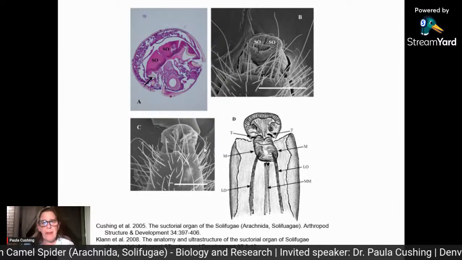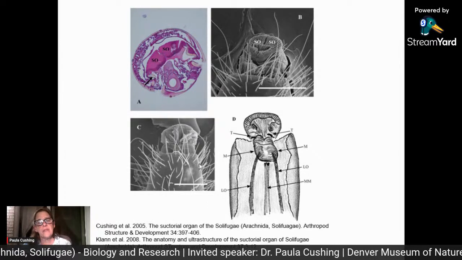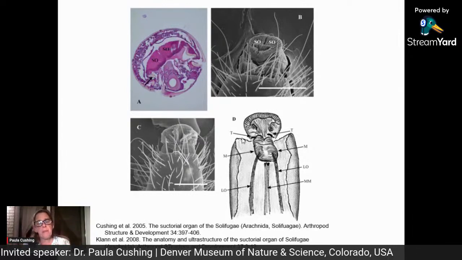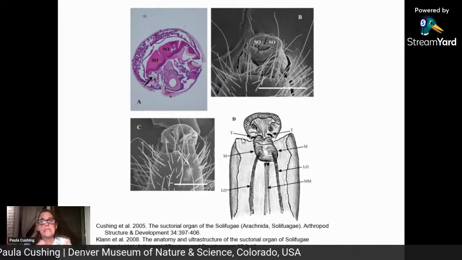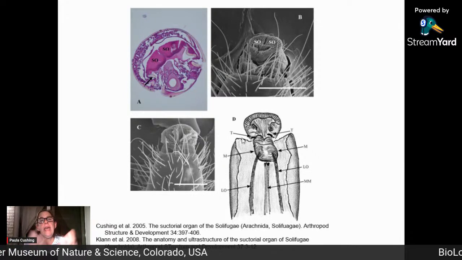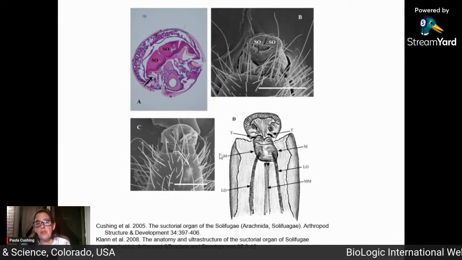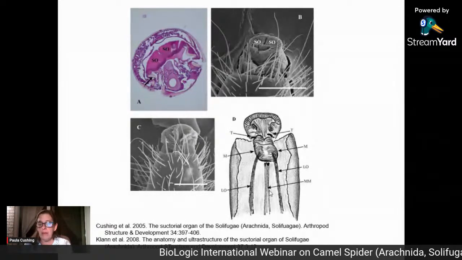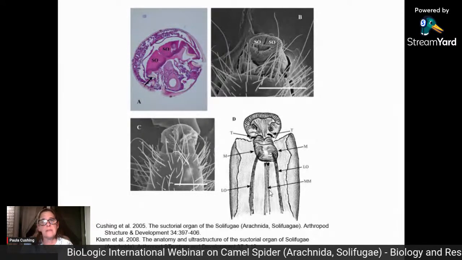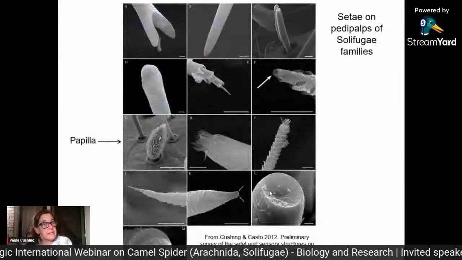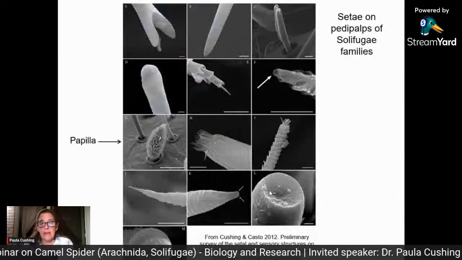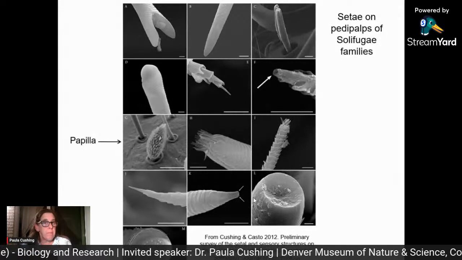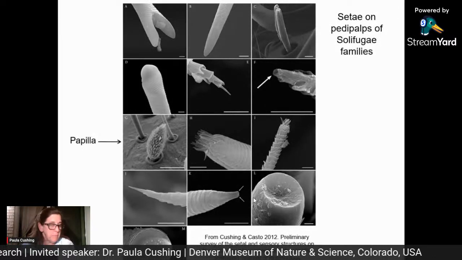In both of these papers, we demonstrated that the suctorial organ is pushed out of the tip of the pedipalp through an increase in hemolymph, or blood, pressure, and pulled back in using tendons. The animal could pull them back into the pedipalp using these tendons. We also did some studies of the specialized setae found on the pedipalps of the different families of camel spiders.